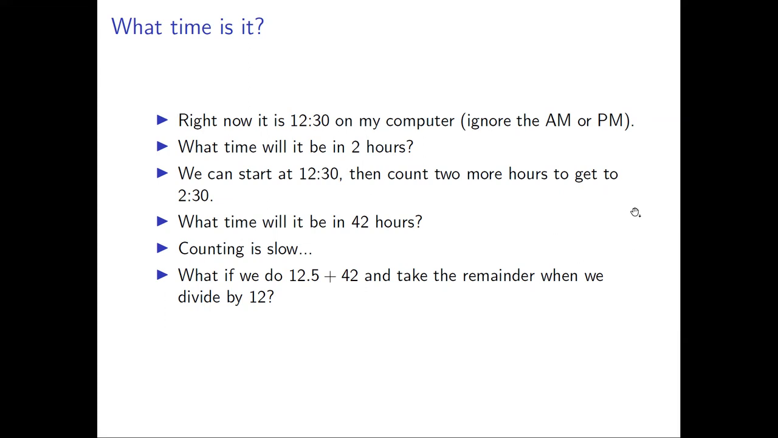So the sum of those two numbers, 12.5 and 42, is 54.5. And then we can take a remainder when we divide that by 12. And that will give us 6.5. And in a time notation, we can write that as 6:30. So that's one example where we're using modular arithmetic intuitively without even calling it that.